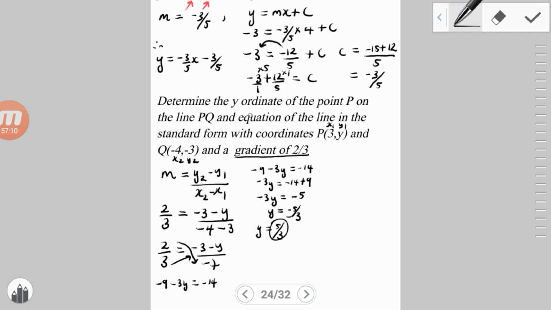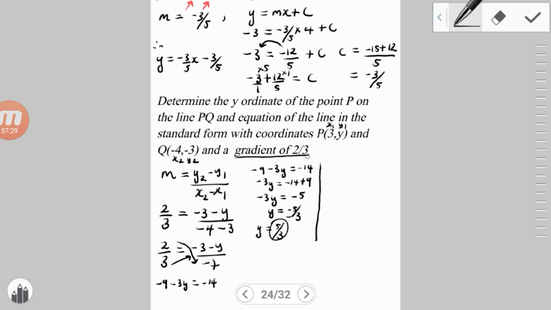Now we're not finished because they did say that we should calculate the y ordinate value of p. So right here it's 5/3, and they said the equation of the line. So again, we know that we already have m, which is 2/3, and so x.